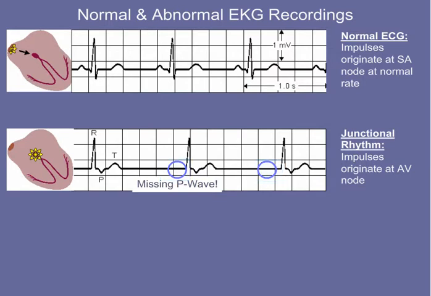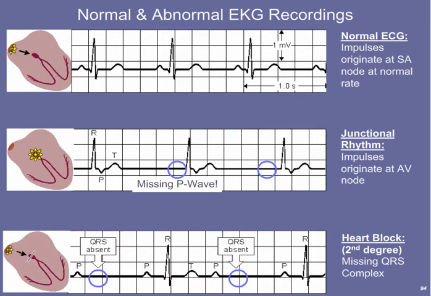And this is dangerous because without atrial contraction, the ventricles may not fill completely. In addition, it's important to realize that the AV node fires at a rate that's much slower than the SA node. As a result, the heart rate tends to go down dramatically, and we get something called bradycardia, which we'll talk about in just a minute.